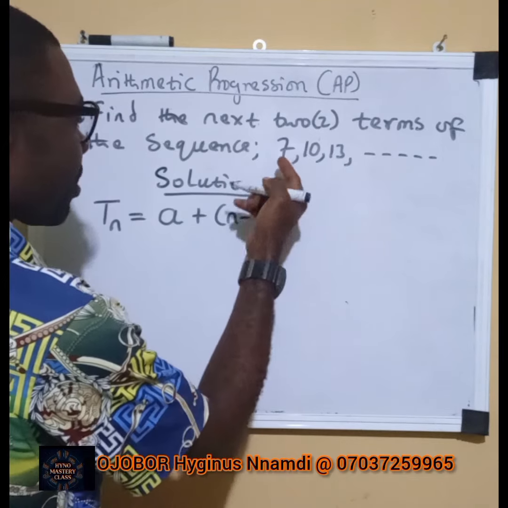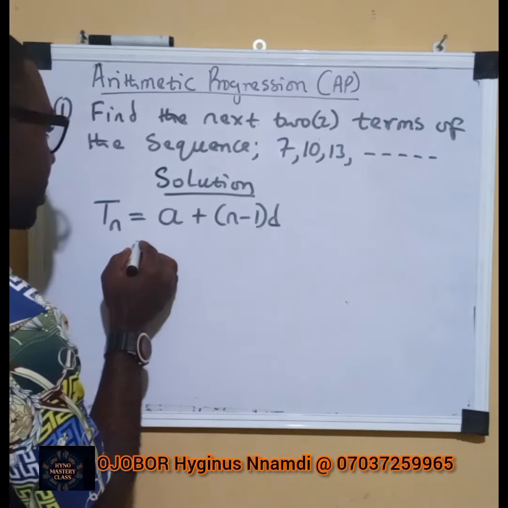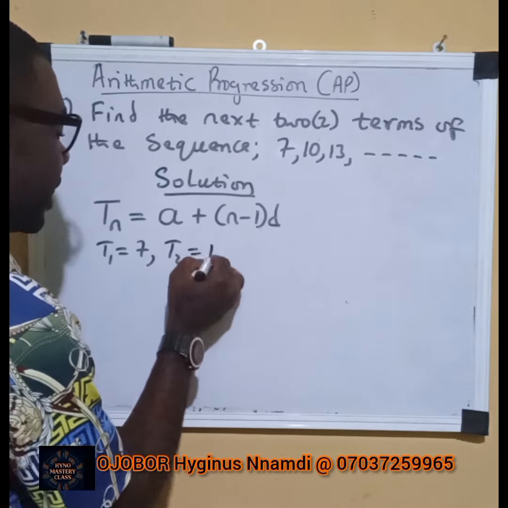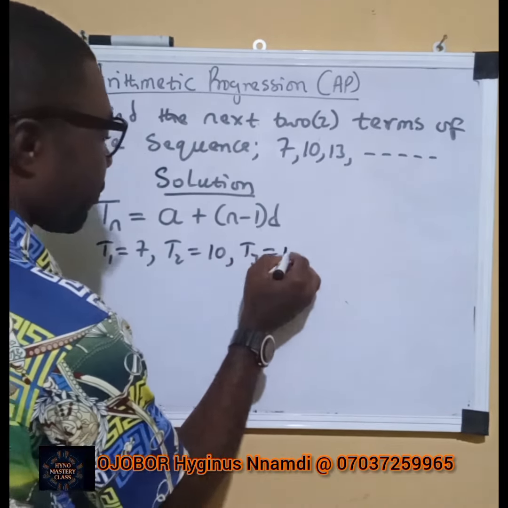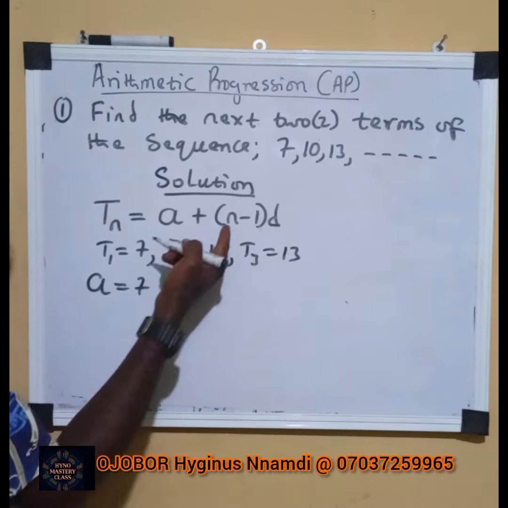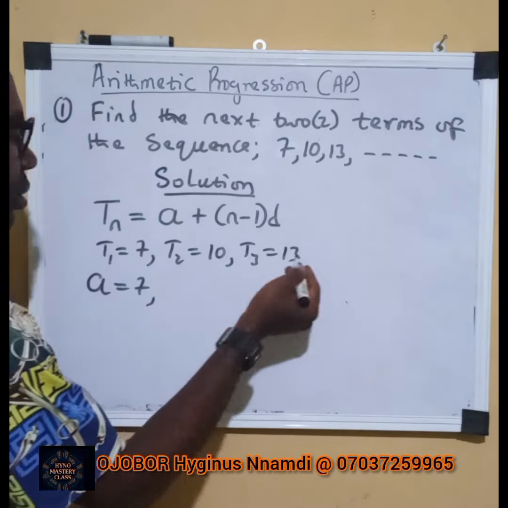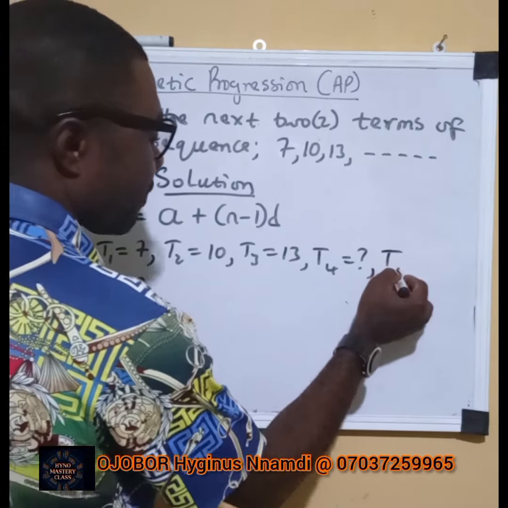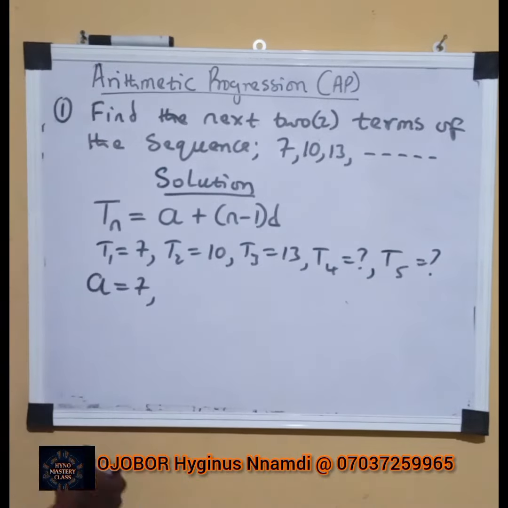Of course, here we have the first term. We have three terms. 7 is the first term, T1. T2 is 10, and T3 is 13. So it means that a, which is here, is 7. n is what we need. The next two terms we need are T4 and T5. They are the next two terms we need in this sequence.